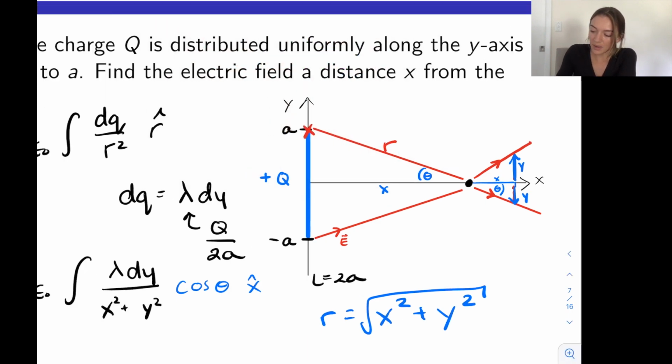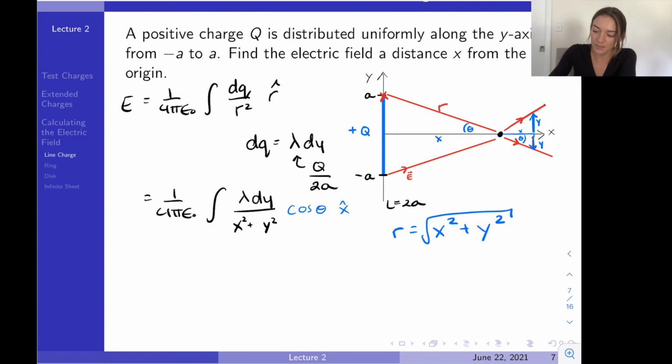So now I can write cosine in terms of x and r. Let's write cosine theta is equal to adjacent over hypotenuse. The adjacent is x, the hypotenuse is r. So now I have cosine theta is equal to x over r. So I can replace cosine theta with x over r. But I don't want to include r in my integral because I'm integrating with respect to y. I want to include x and y. So let's replace this r with x and y. So I'm going to rewrite cosine theta as x over the square root of x squared plus y squared.